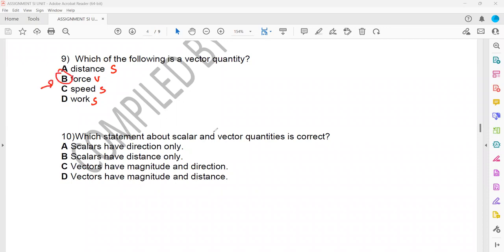Then, which statement about the scalar and vector quantity is correct? Scalars have direction only, that's wrong. Scalars have distance only, that's also wrong. Vectors have magnitude and direction, this is the right statement. And vectors have magnitude and distance, that does not make sense. So vectors have magnitude as well as direction, but scalars have magnitude but no direction.